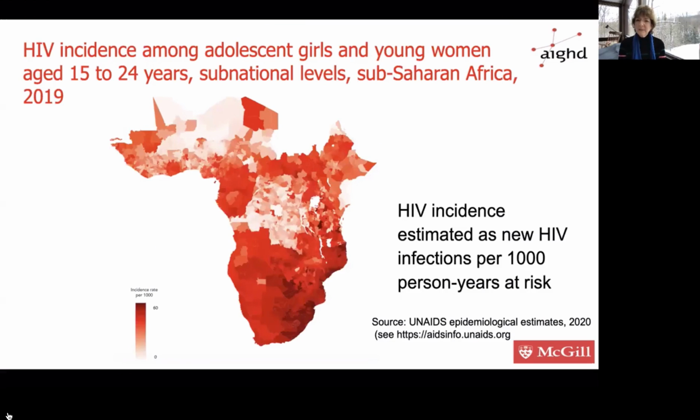Now, many prevention trials are taking place in Southern and Eastern Africa, and this is why. This shows HIV incidence among adolescent girls and young women 15 to 24 by color, and the darker the color, the higher the incidence rate. And incidence is estimated as new HIV infections per 1,000 person years at risk.